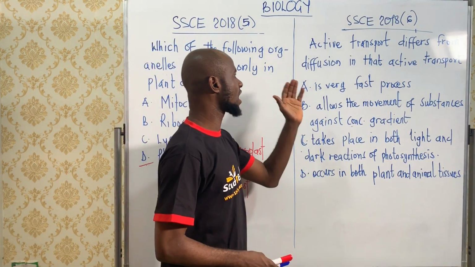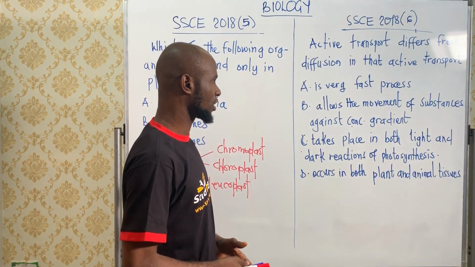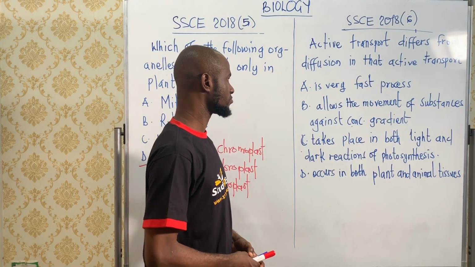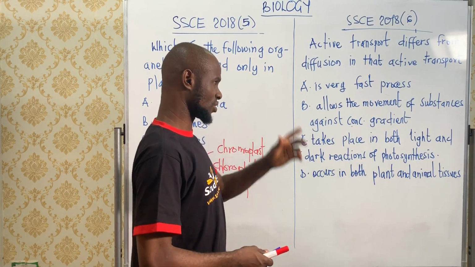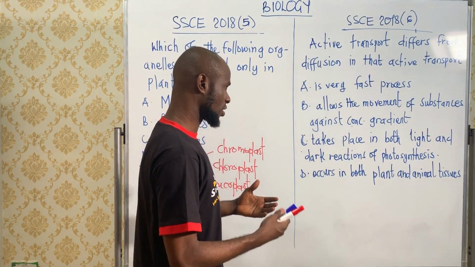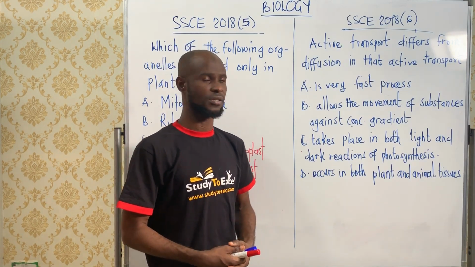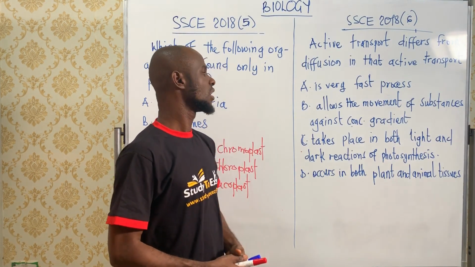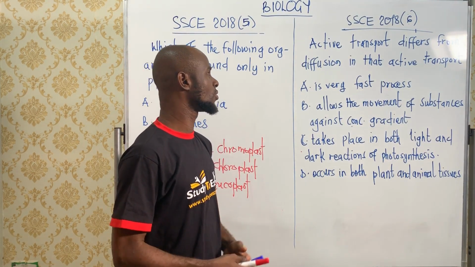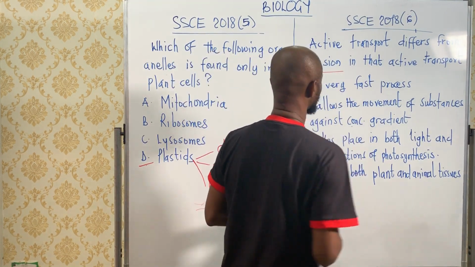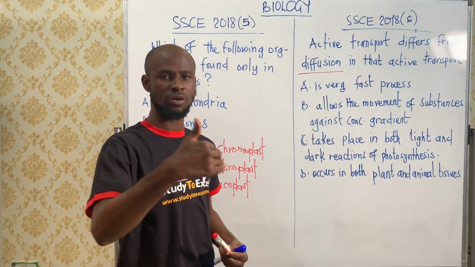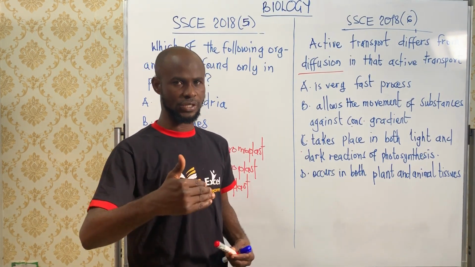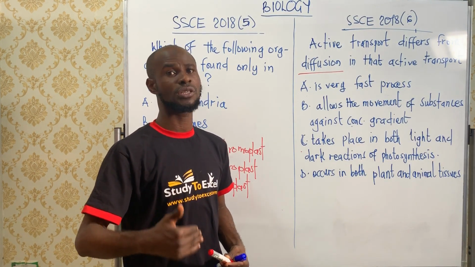We have the active transport differs from diffusion in that the active transport A is very fast process. Yes, it's fast. However, that does not give us the only clue, or that does not give us the only option for picking our answer. Allows the movement of substance against the concentration gradient. That should be the answer, because the normal diffusion, it's called a simple diffusion, we move substances along the concentration gradient until the substances are evenly distributed. That's the definition of diffusion, and it's called a simple diffusion.